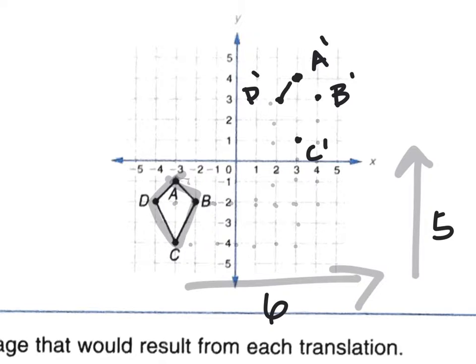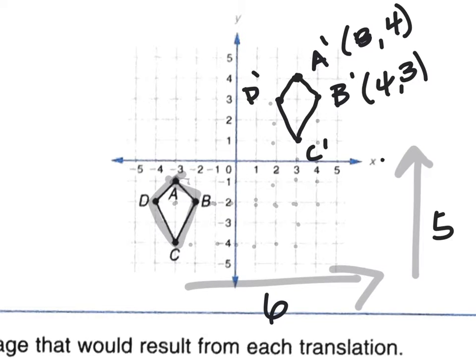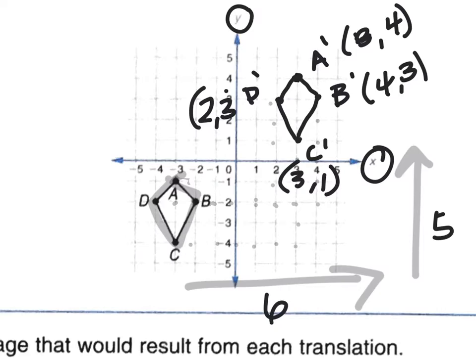Now you'll use a straight edge to make nice, neat lines. I don't have a straight edge with me, so I'm going to draw them as neatly as I can, and it should look something like this. Now, if you were to check, you could look at your coordinates and make sure that point A prime is at 3, 4. Point B prime should be at 4, 3. Remember, always your x first and then your y is listed. Point C prime should be at 3, 1. And point D prime, I should be saying prime with all of these, is at point 2, 3.